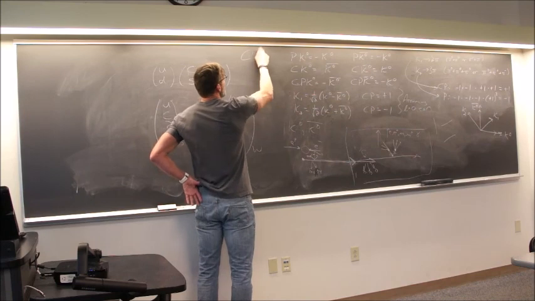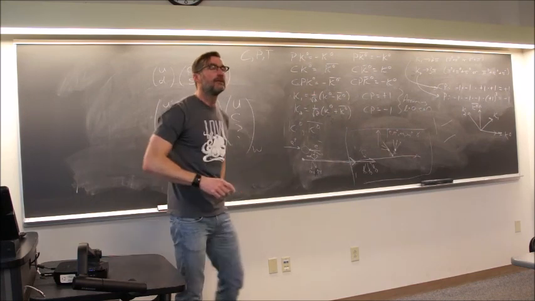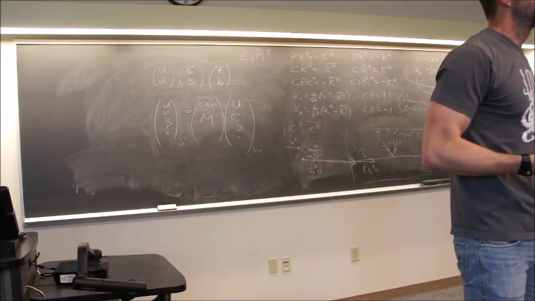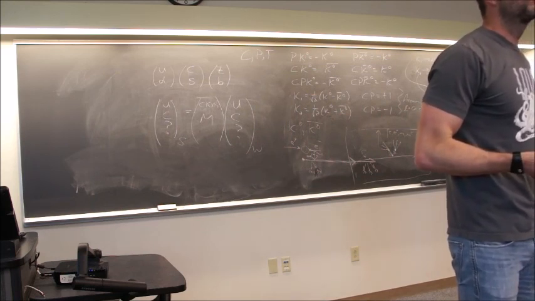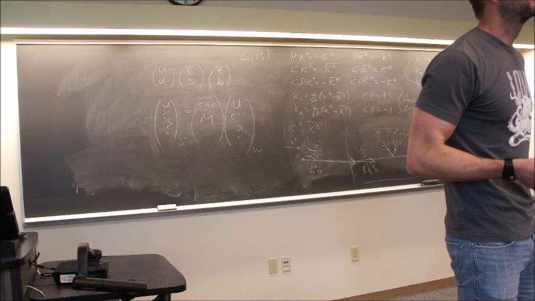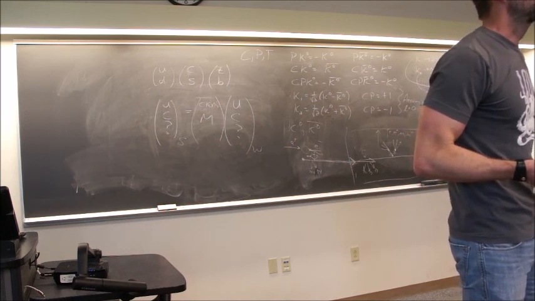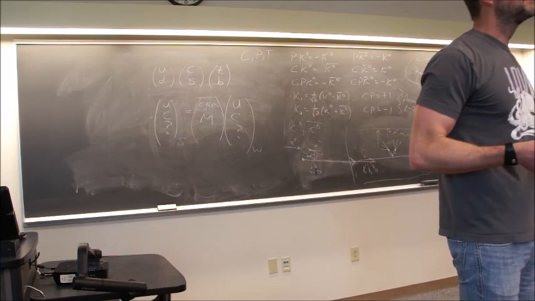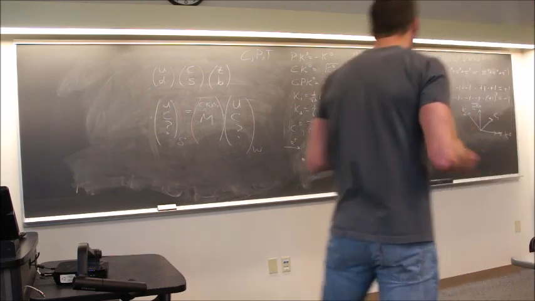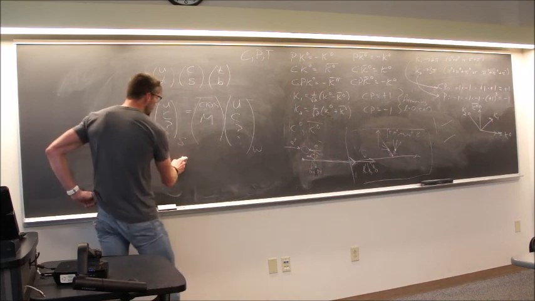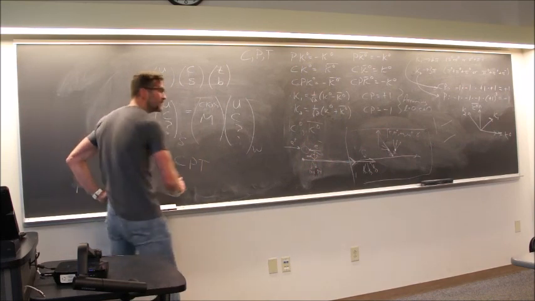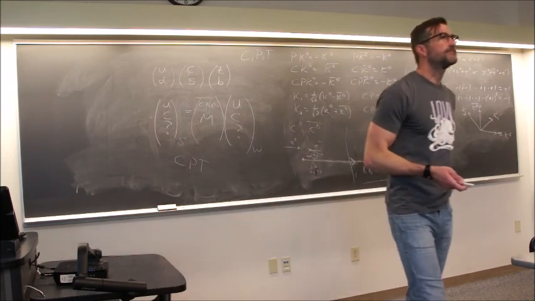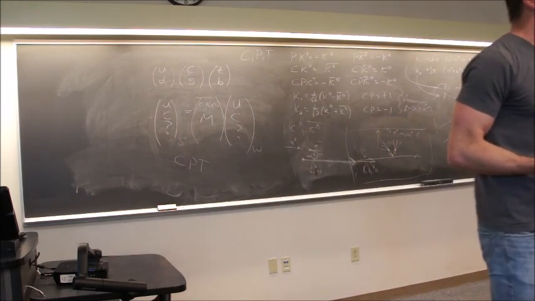We had C, we had P, we never talked about T. T is time reversal invariance. That's a hard one to experimentally detect, because you reverse time. But we can actually indirectly argue that T is violated. The reason we can argue that T is violated is because CPT together must be a symmetry of the standard model. You might say, why is that the case?